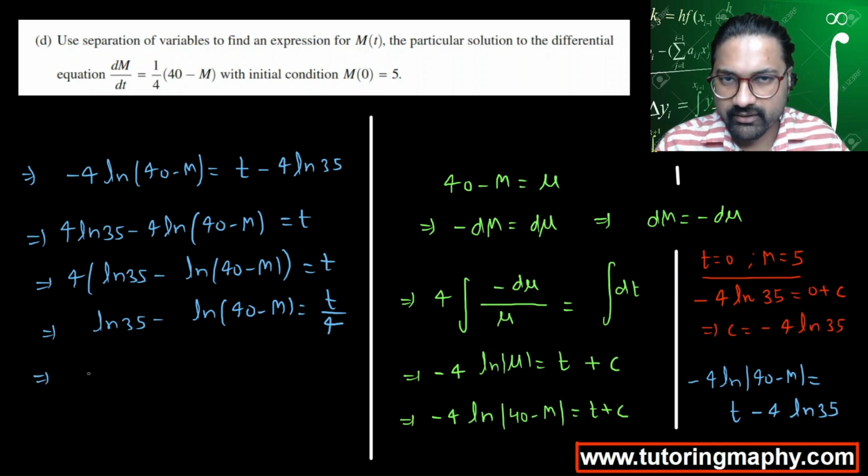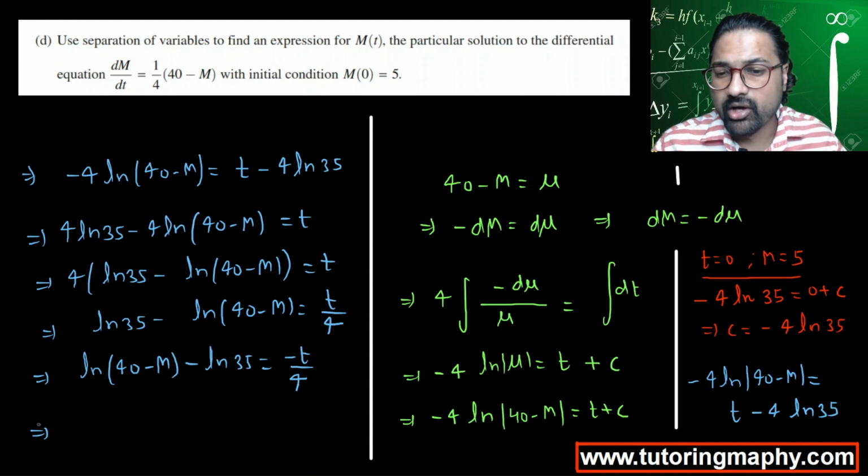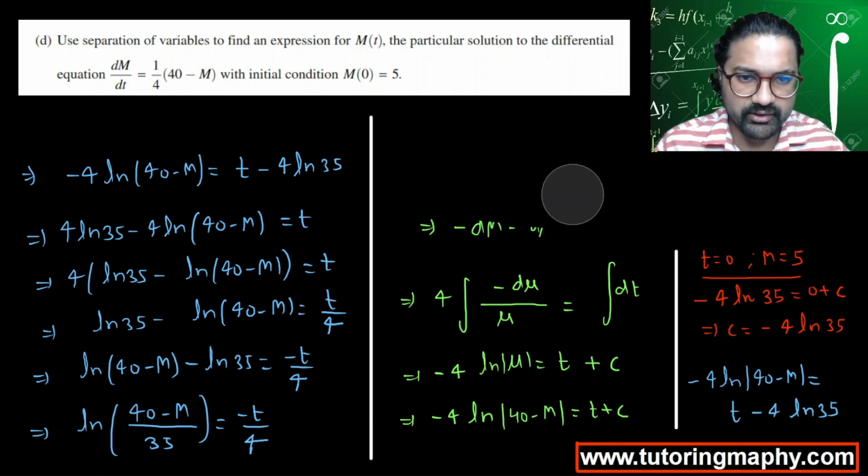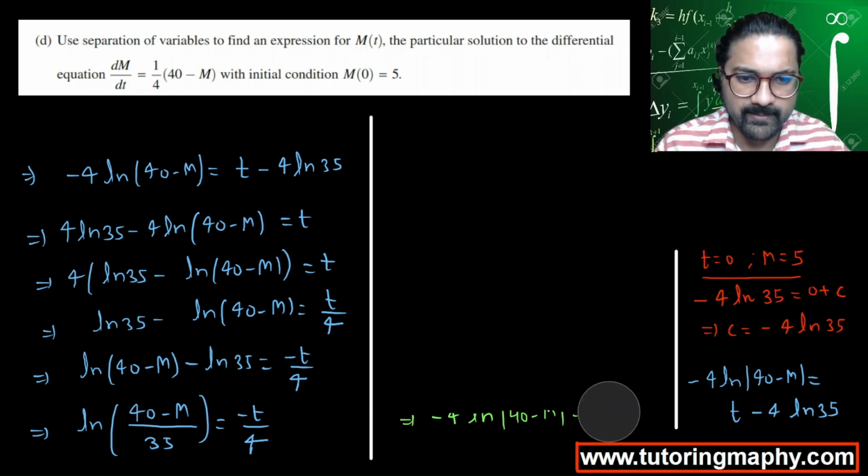I'm going to multiply negative on both the sides. I'm doing that for a reason. Ln of 40 minus m minus ln of 35 is equal to negative t over 4. And log a minus log b is log a over b, right? So I'm going to write this as ln of 40 minus m over 35 is equal to negative t over 4. All right, got to make some more space over here. So let me clear this part.